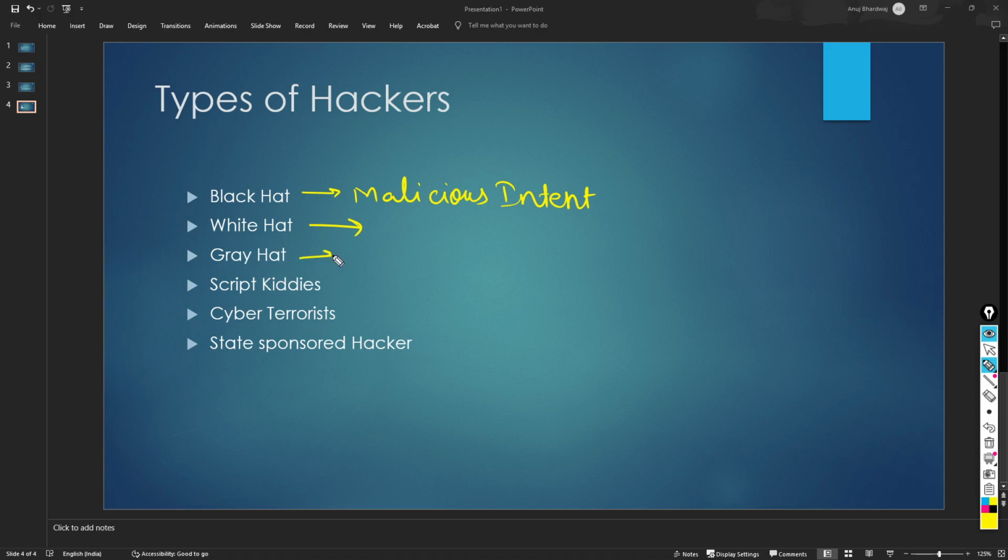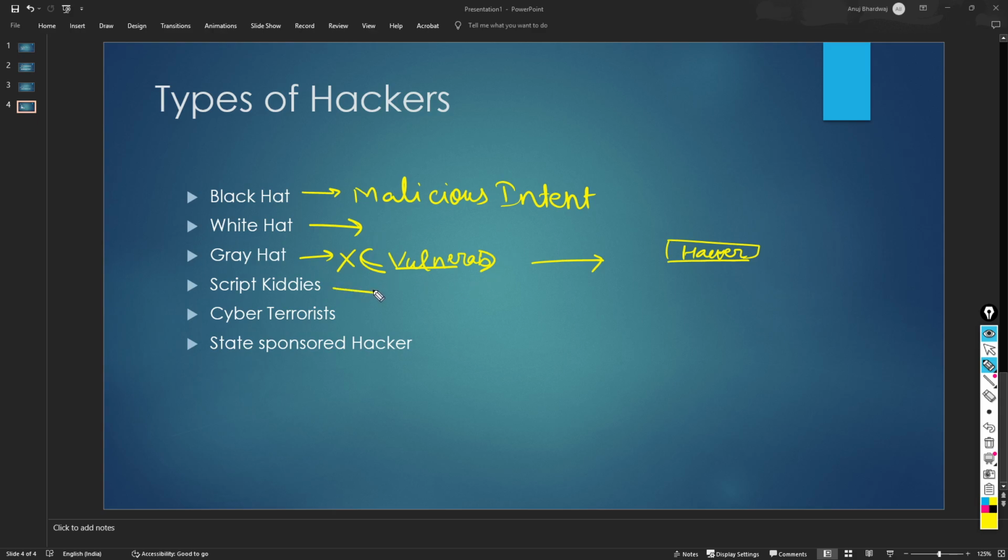Gray hat hackers could be good guys or bad guys as well. They find vulnerabilities for some reason, but they may sell that information to another person. They are not actually attempting to exploit it, but their intention is not good. They find the vulnerabilities, but because of some information or something, they sell it to an actual hacker. That's how they fall between the black hat hackers and white hat hackers. They are not going to attempt anything themselves, but they help the hackers to execute those things.